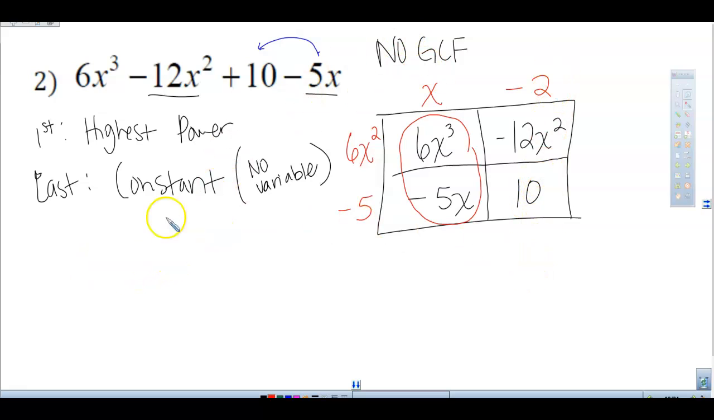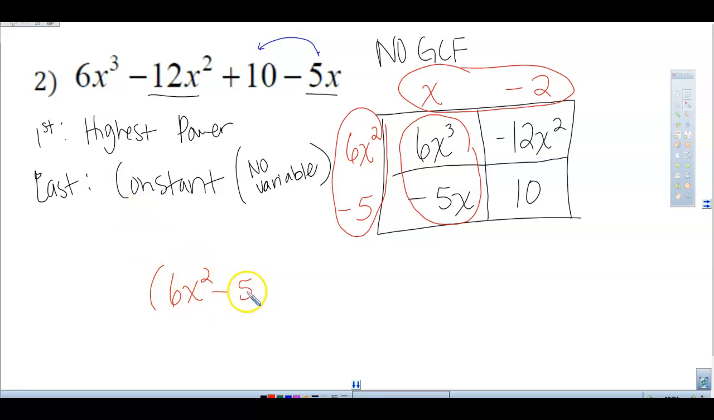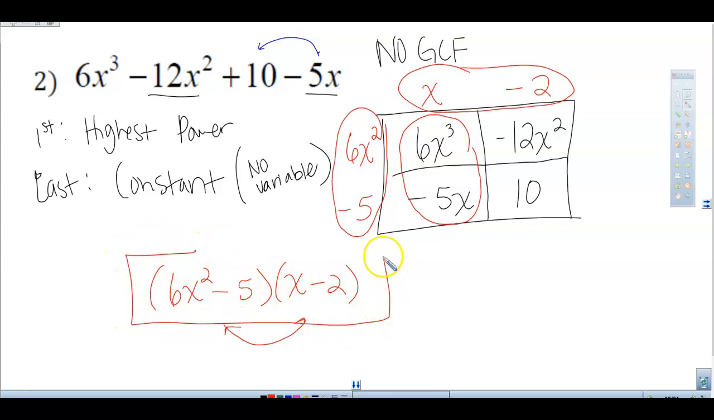So then no GCF, so I just go straight to my two binomials. I got this x minus 2 and a 6x squared minus 5. I'm actually going to put this one first just because of the x squared. I mean, it doesn't have to go first, but it bugs me if it's not first. So I'm going to do this one first, 6x squared minus 5, and then the x minus 2. You can write them in reverse, and that's fine also. Sometimes I have OCD and things bug me if they don't look right. But again, you can write them in the opposite order.